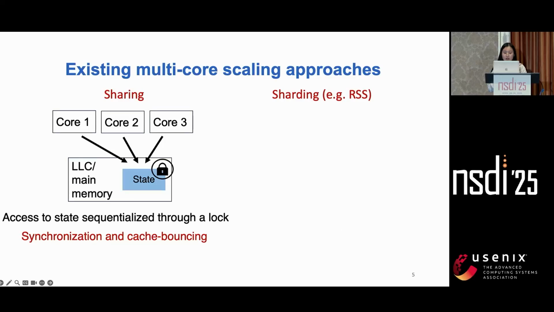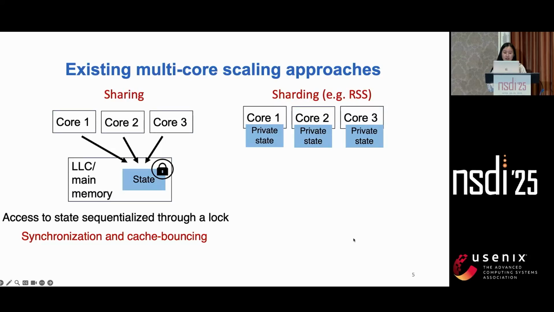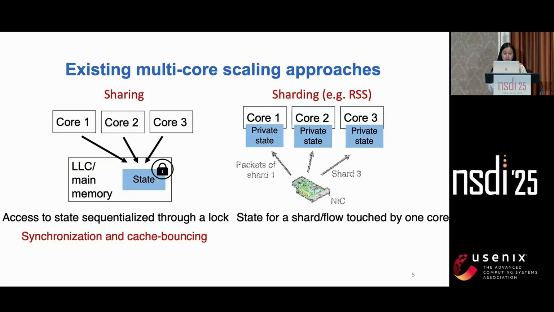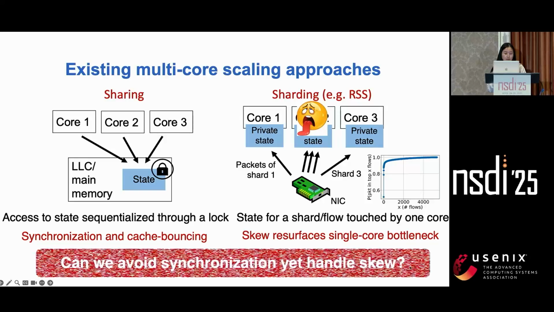The second approach is sharding, for example, RSS. In this approach, each core has its private state, and there's no synchronization cost across cores. All packets in the same flow are redirected to the same core. However, we can see that the real-world flow distribution might be highly skewed. It means that a single core could be a bottleneck if it is assigned too many packets. Now the question is, can we avoid synchronization yet handle skew?